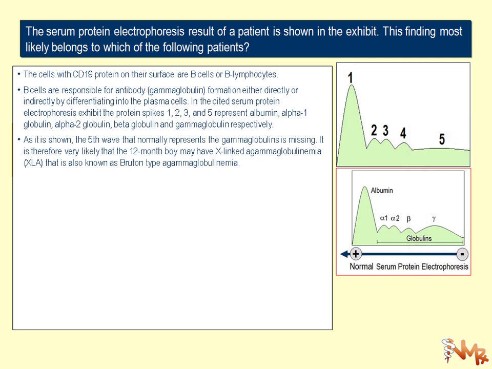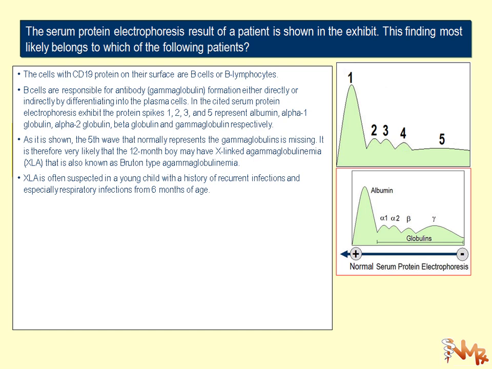It's therefore very likely that the 12-year-old boy may have X-linked agammaglobulinemia, and again, that's why we mentioned the boy. X-linked agammaglobulinemia, or XLA, is also known as Bruton type agammaglobulinemia. XLA is often suspected in a young child with a history of recurrent infections, and especially respiratory infections from 6 months of age onward.